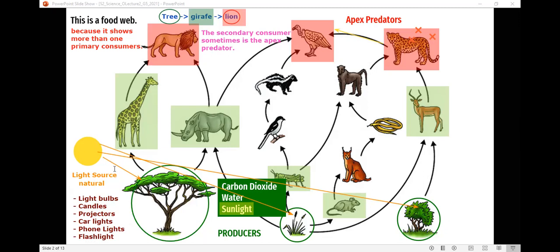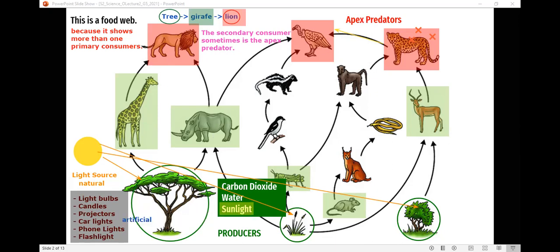But look, light bulbs, candles, projectors, car lights, phone lights, flashlights, are they natural or artificial? Are they made by man? Artificial. They are artificial sources of light since they are made by man. They are not found in nature.